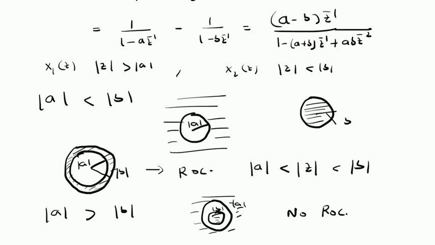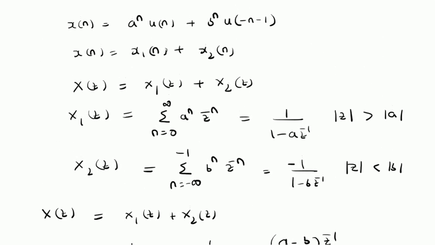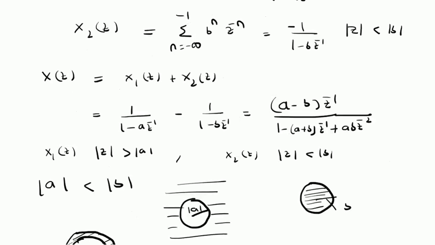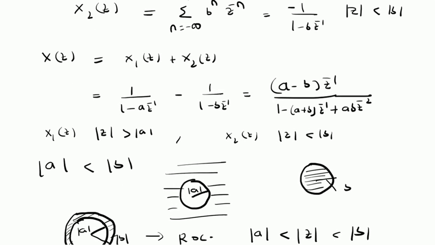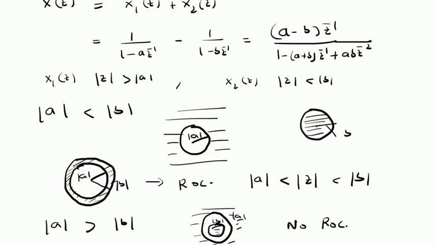To summarize, for a given signal x of n, which is a combination of a causal signal and an anti-causal signal, the Z transform is defined by (a minus b) z inverse by 1 minus (a plus b) z inverse plus ab z^(-2), and the ROC exists only when absolute value of a is less than absolute value of b. That is, when the radius of the circle corresponding to the ROC of x1 of z is less than the radius of the circle corresponding to the ROC of x2 of z, then only the combined ROC exists, which is the ring-like structure between these two circles.